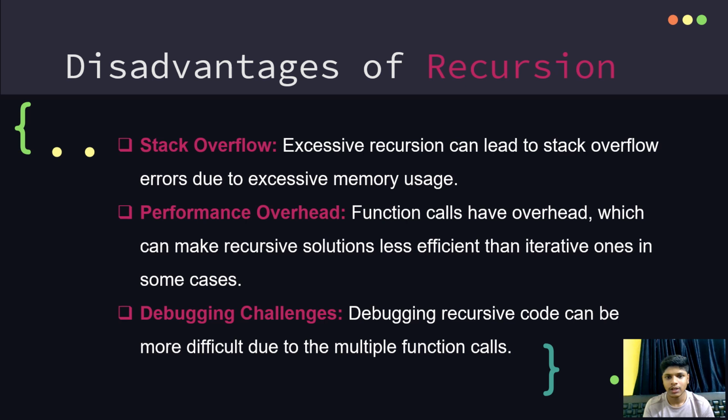However, there are also some drawbacks to keep in mind. One is stack overflow. As I mentioned, excessive recursion can lead to stack overflow errors. This happens when the system runs out of memory to keep track of all the function calls. Next one is performance overhead. In this, function calls have some overhead, and in some cases an iterative approach might be more efficient. Next is debugging challenges. Recursive code can be a bit trickier to debug than iterative code due to the multiple function calls.